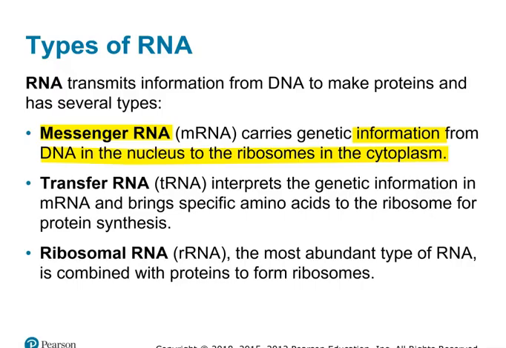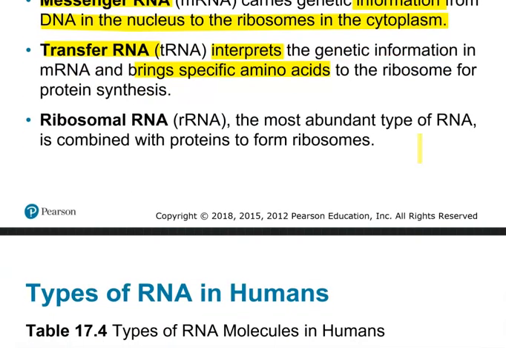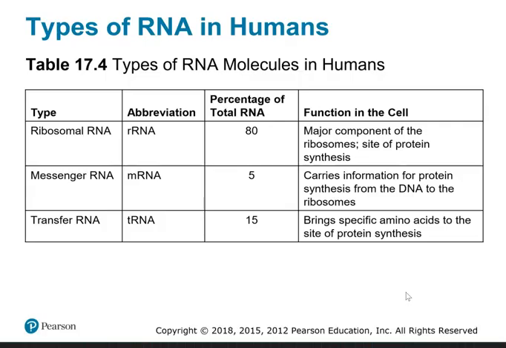Transfer RNA, or tRNA, its role is interpretation of genetic information and the transport of amino acids to the site of translation, to the ribosomes. And finally, ribosomal RNA, or rRNA, it is the part of ribosomes. So this table summarizes different types of RNA in us, and it also provides you with the percentages. Please do not memorize the percentages.